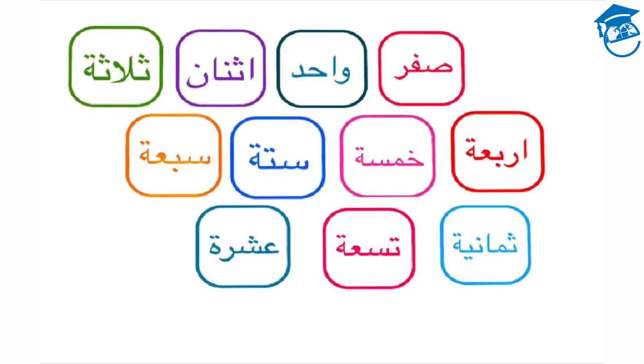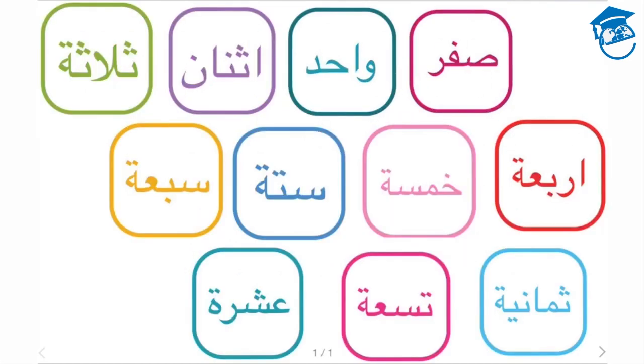Let's begin with a review of the numbers from 0 to 10. Listen and repeat after me. We'll start with 0. صفر واحد اثنان ثلاثة أربعة خمسة ستة سبعة ثمانية تسعة عشرة.